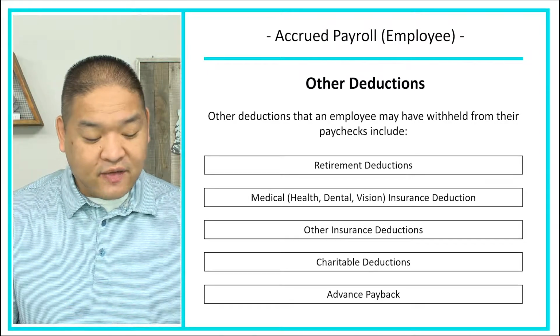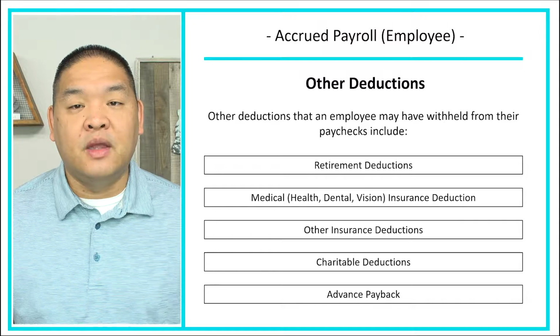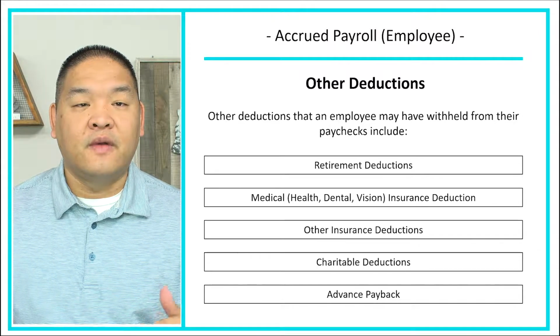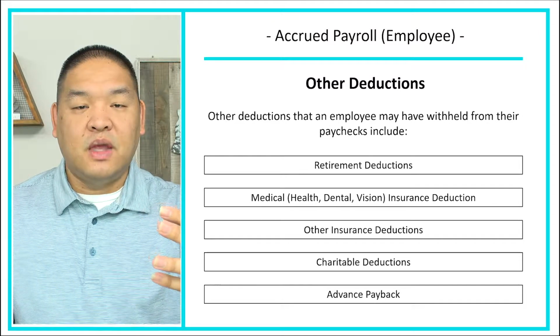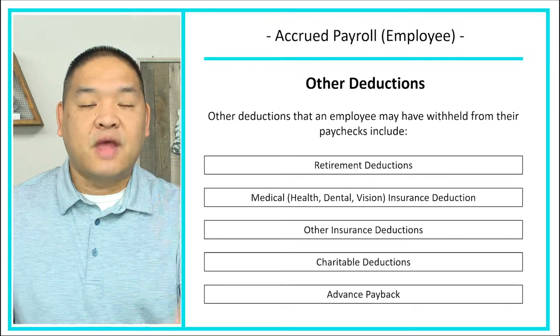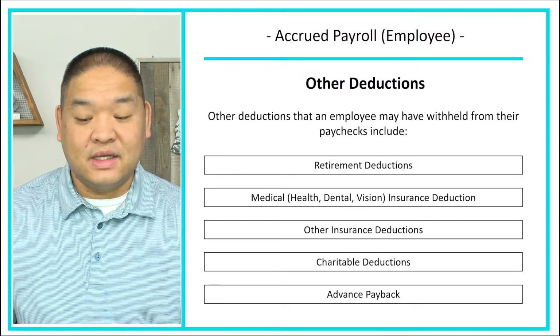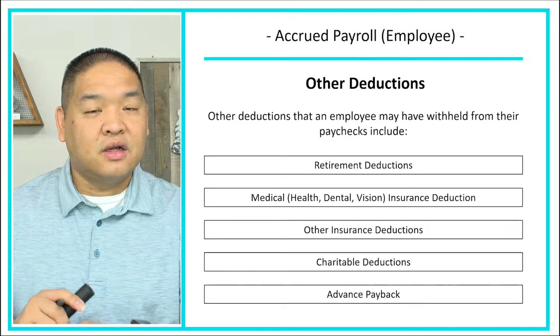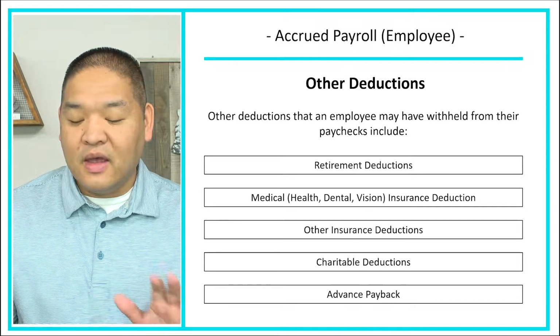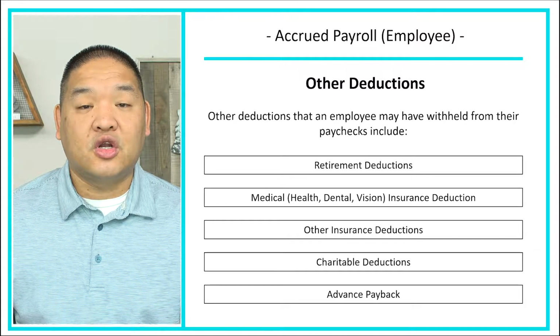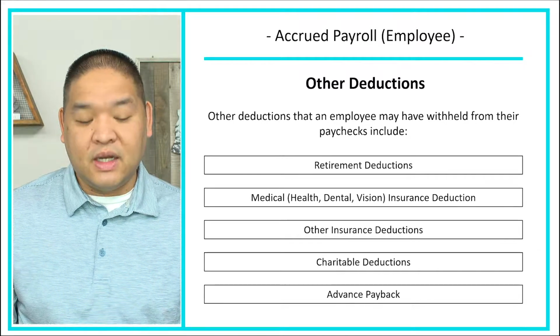The last one here is advanced paycheck. This doesn't happen a lot, but you might be in an instance where you ask for your pay up front, or you need a little bit of an advance. That might be deducted to pay back the company for the advance that they gave you previously. So those are other types of deductions. There are significantly more other ones as well, but those are the main ones that you might incur on your own paycheck if you're reading your paycheck.